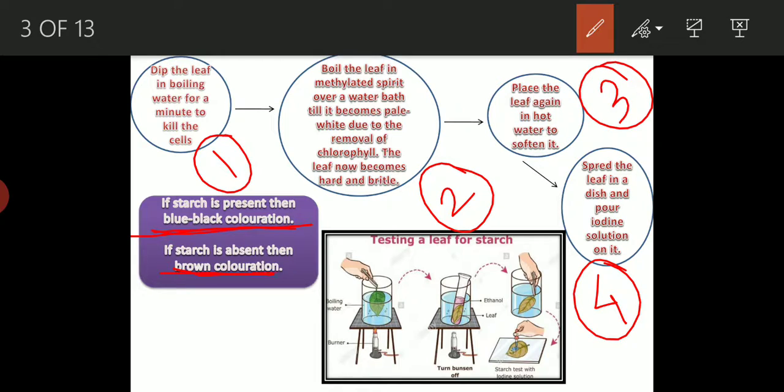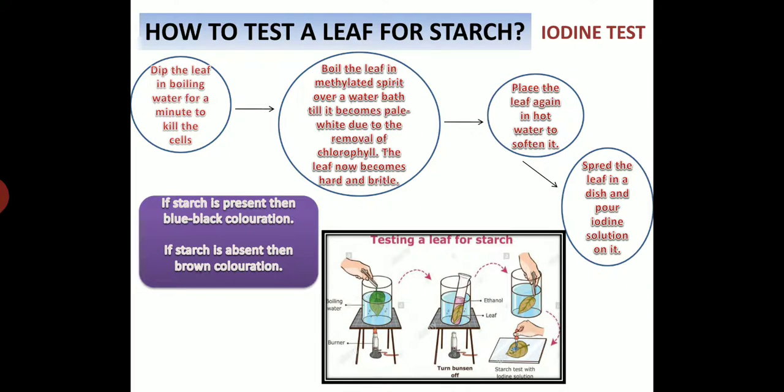And if we see a brown coloration, that means starch is absent. So basically, if we see a bluish black coloration, then starch is present, and if we see brown coloration, then starch is absent. So this is how we test a leaf for starch with the help of the iodine test. If in the exam it's asked how we can test a leaf for starch, or to explain the procedure of the iodine test, you need to write all the steps and the observation of the result. So you need to understand this particular slide very clearly.